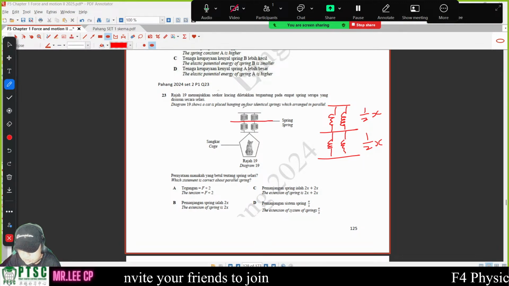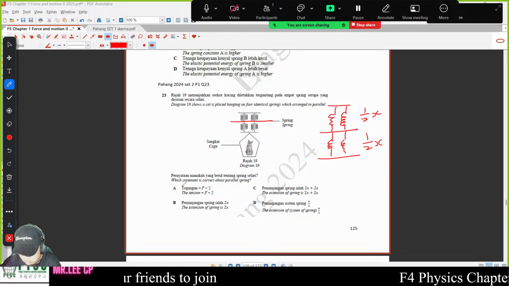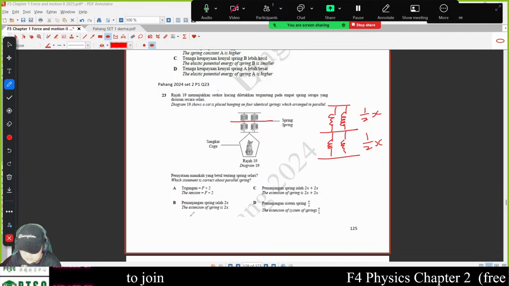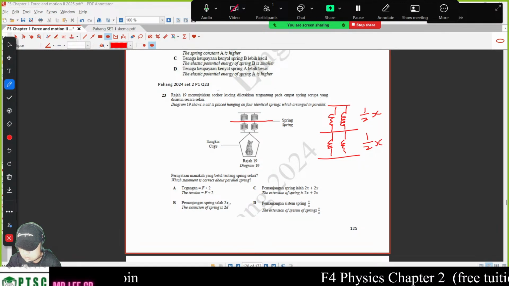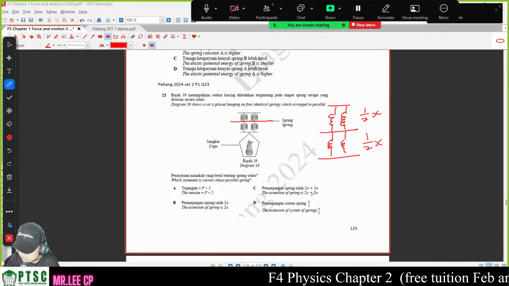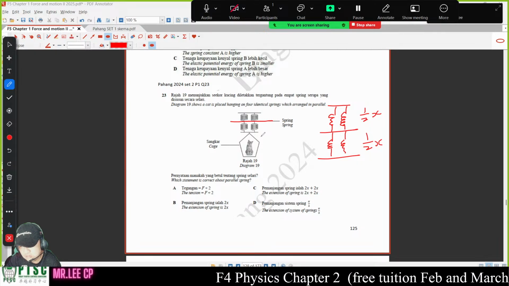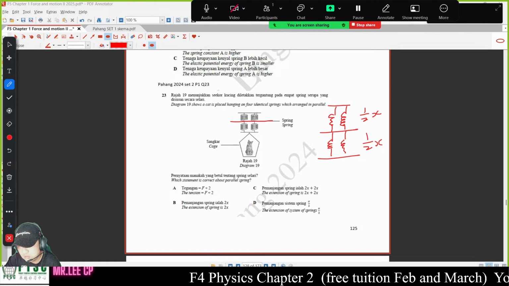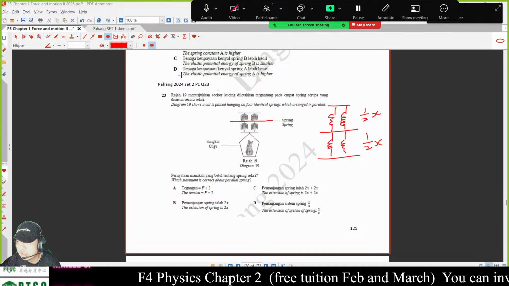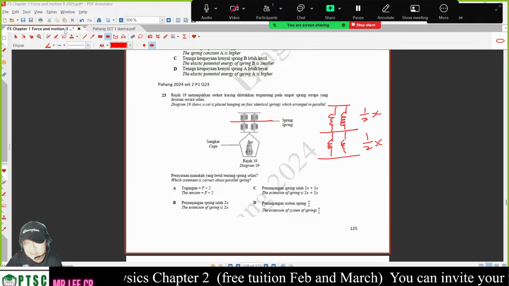Diagram shows the cat is hanging on 4 identical springs arranged in parallel. Okay. The tension, nothing to do with tension. The extension of the string is 2x. No. The extension is 2x plus 2x. No. The extension is half x plus half x. Don't tell me the answer is D. Huh? This one no answer. The answer should be half x plus half x. It is x.